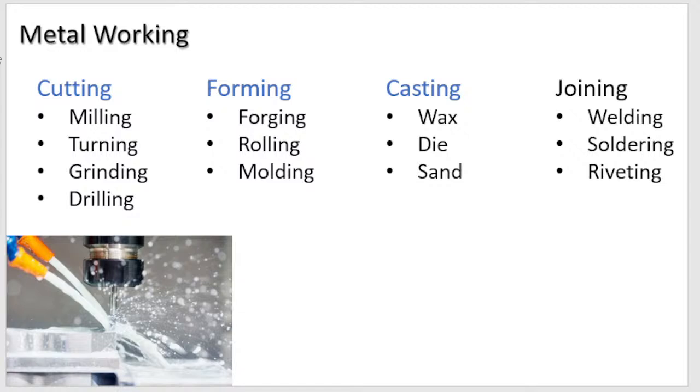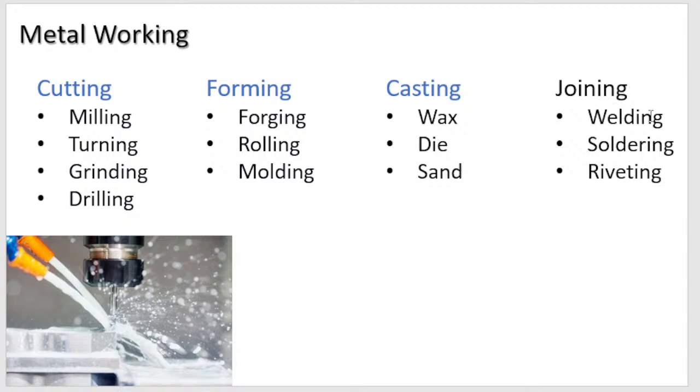Forming is changing the shape of the metal itself, not necessarily adding metal to it or taking away metal. Like in cutting, we're taking away, grinding off, drilling off, milling off, right? In forming, we're just changing the shape of the metal. In casting, we're also changing the shape of the metal, but in a different way. You basically have a big mass of molten metal, and then you're making it into smaller pieces. And then there's joining metal, which has to do with welding or soldering or riveting.